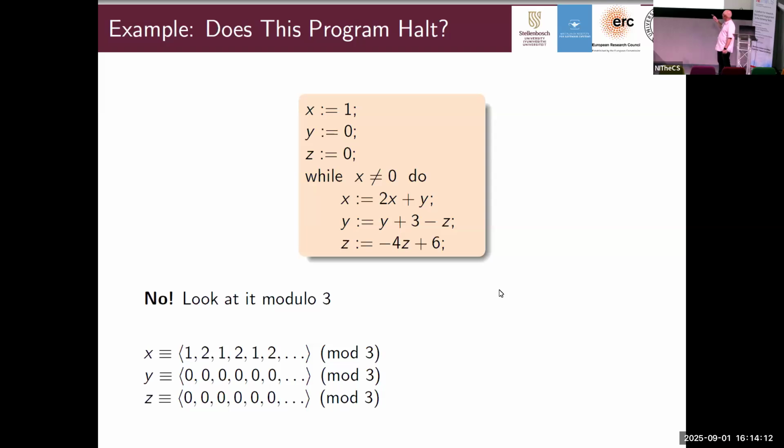So minus 4z is minus 4 times 0 plus 6. 6 is a multiple of 3. Again, we ignore it. So this means that it started with 1, 0, 0, and modulo 3, it became 2, 0, 0. So you just doubled the first guy. But then if you go again, you double again that 2, it becomes 4, but modulo 3, it becomes 1. So this is the explanation of what you see there. So the x's are 1, 2, 1, 2, and so on. The y's are always 0, and the z's are always 0. So what is the conclusion? The conclusion is that this program never stops because it never gets to the value 0.